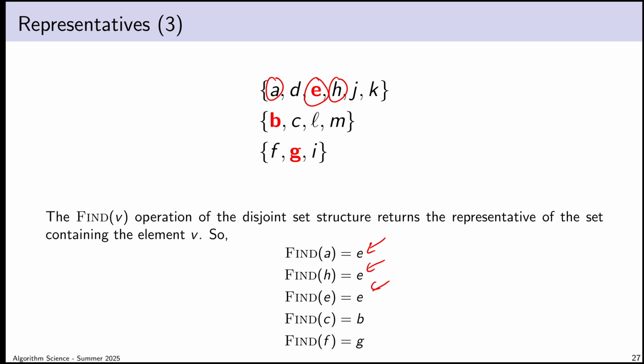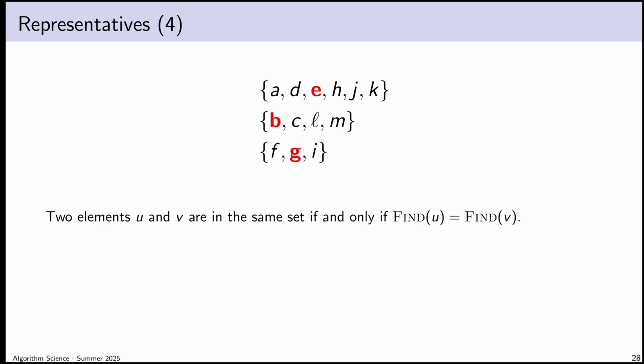Notice that this means I can use the output of the find operation to decide whether two vertices are in the same set or not, because if find returns the same representative for both of those elements, then they must be in the same set. Whereas if I were to call find on C, I get B, which is the representative of that set. And if I call find on F, I get G. So two elements U and V are in the same set if and only if the return value of find is the same for both of those elements.